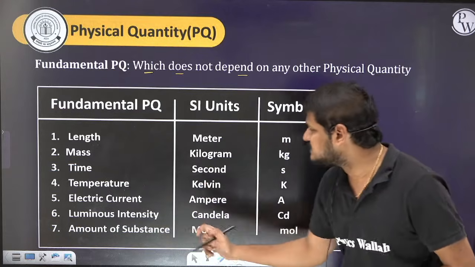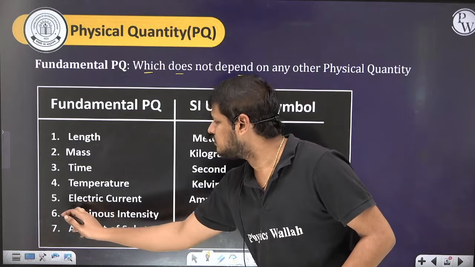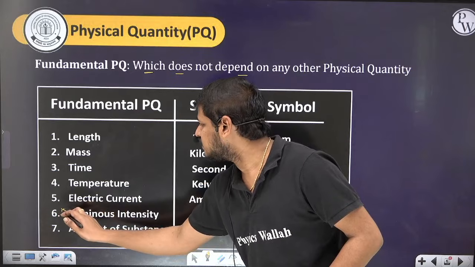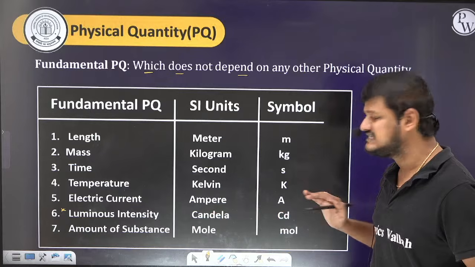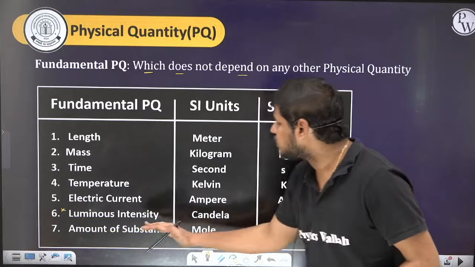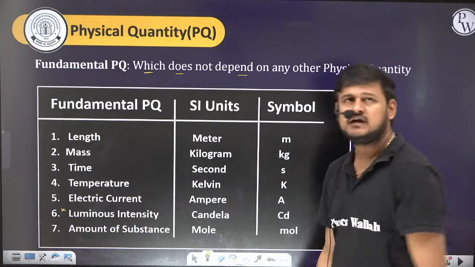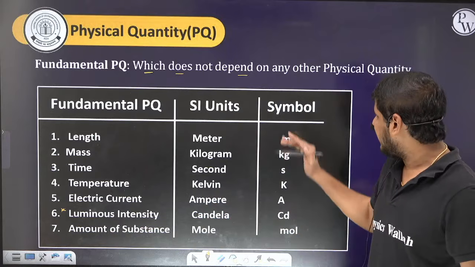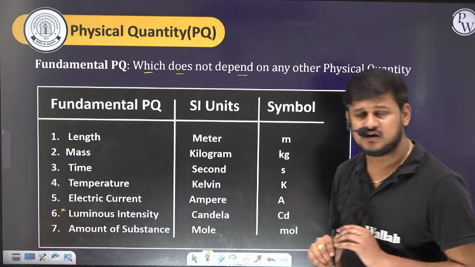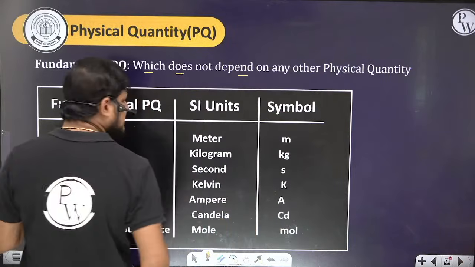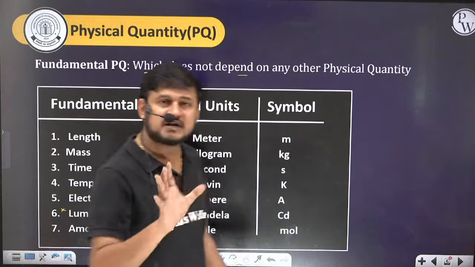And luminous intensity, we use it very rarely, so you can just mark it. Candela is the SI unit, and we denote it with cd. And for the amount of substance, the SI unit is mole, and the symbol is mol. Right? So this part is clear for everyone. No doubts, you have to remember these 7 fundamental physical quantities.